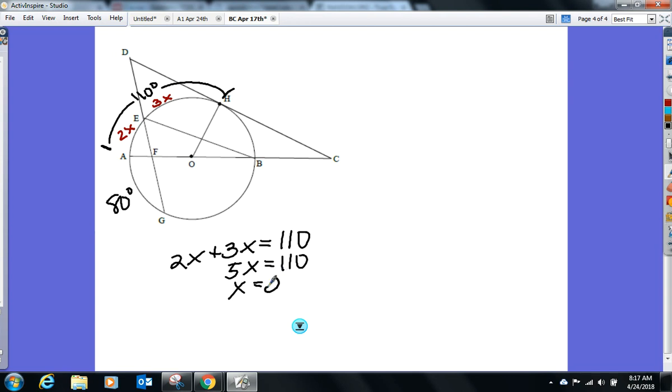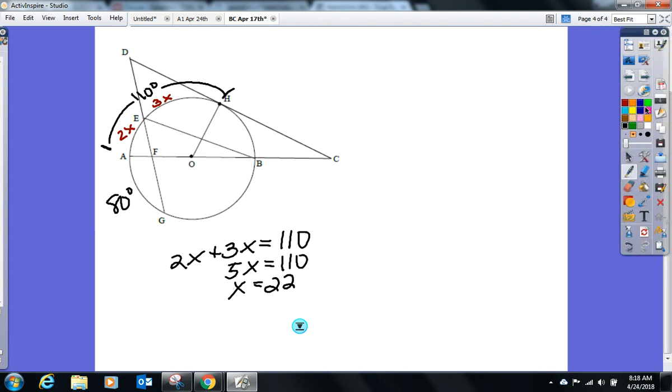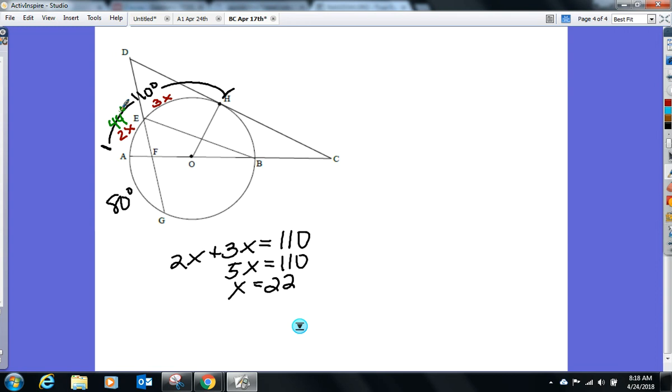22. All right, now that you know x is 22, actually find the measure. Arc AE, everyone. The measure of arc AE? 44. And how about the measure of arc EH? 66. Got it. Are there any more arcs, Madeline, I can find?